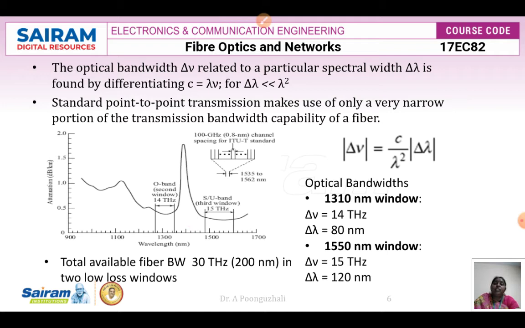If I see the difference, it is going to be around 200 nanometers in these two low loss windows. So we say these are your low loss windows. The attenuation is going to be minimum, so we call them low loss windows there.